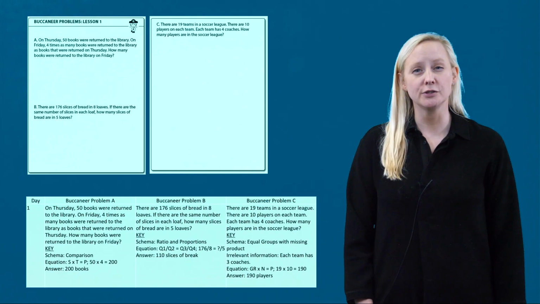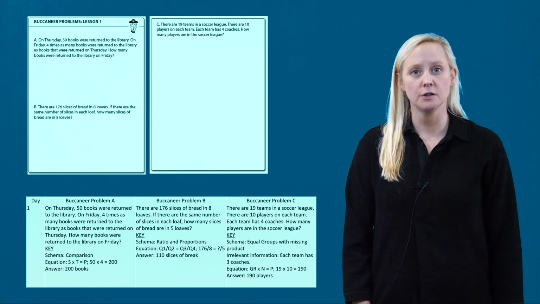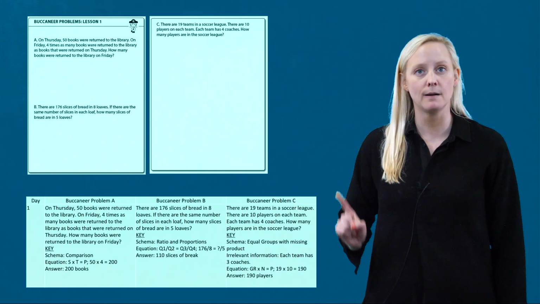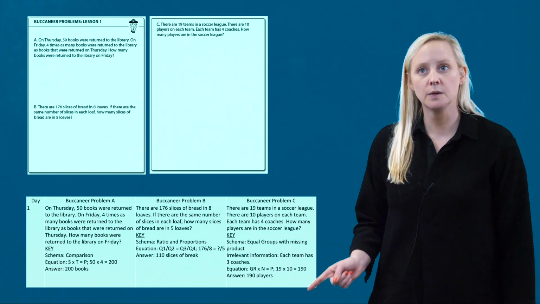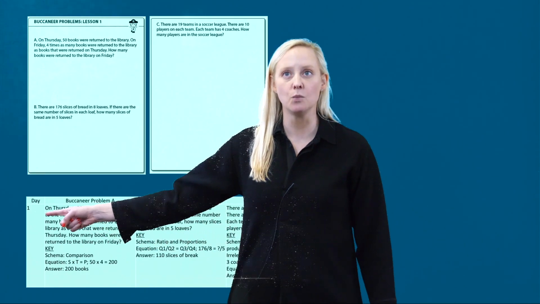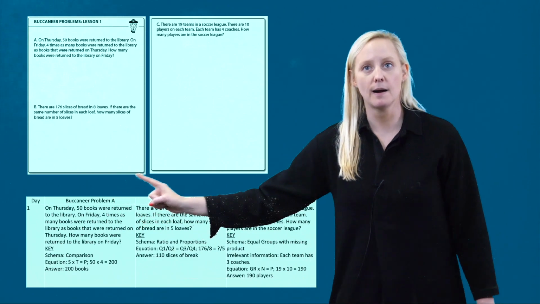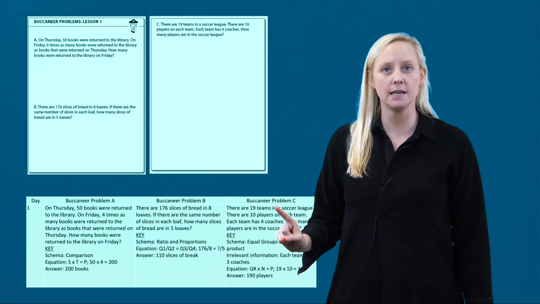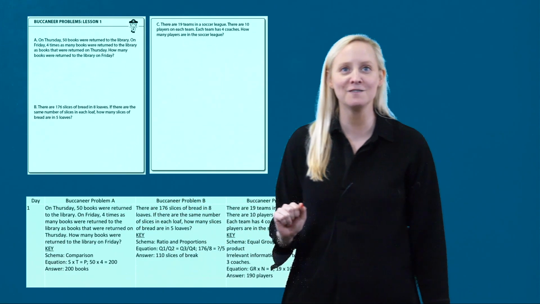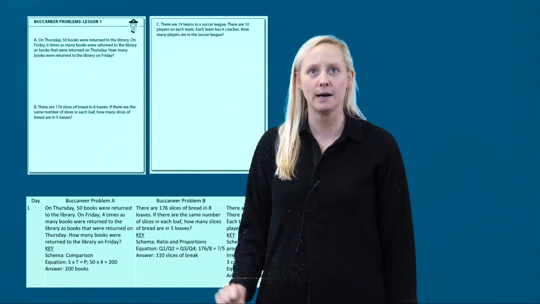Similar to the Jolly Roger review, I've created a key for you. So for every set of Buccaneer problems, there is a key. Here we see this is day 1, and it corresponds to lesson 1. We see Buccaneer problem A, Buccaneer problem B, and Buccaneer problem C. I'm going to stand in front of C really quickly so we can talk about A.